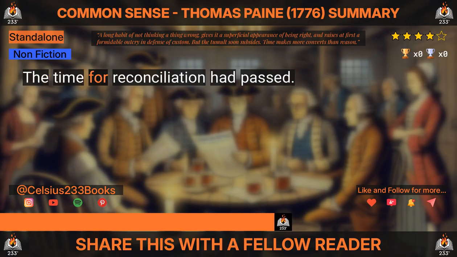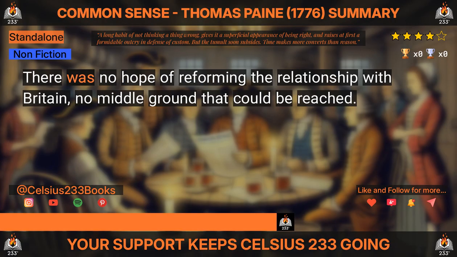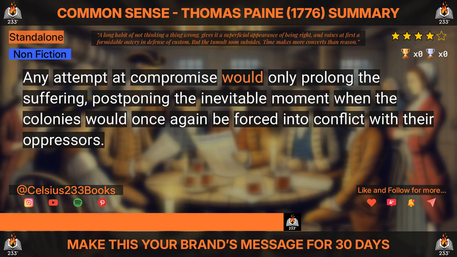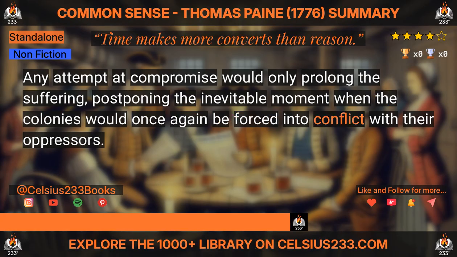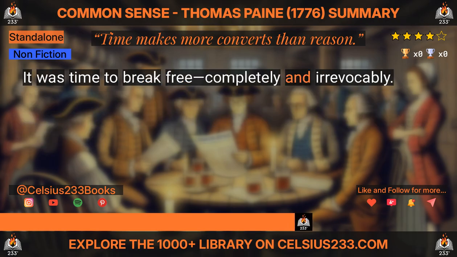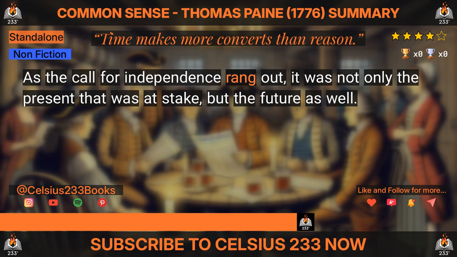With each argument, the voice grew more insistent, urging the colonists to see the world as it truly was. The time for reconciliation had passed. There was no hope of reforming the relationship with Britain, no middle ground that could be reached. Any attempt at compromise would only prolong the suffering, postponing the inevitable moment when the colonies would once again be forced into conflict with their oppressors. It was time to break free, completely and irrevocably. As the call for independence rang out, it was not only the present that was at stake, but the future as well.